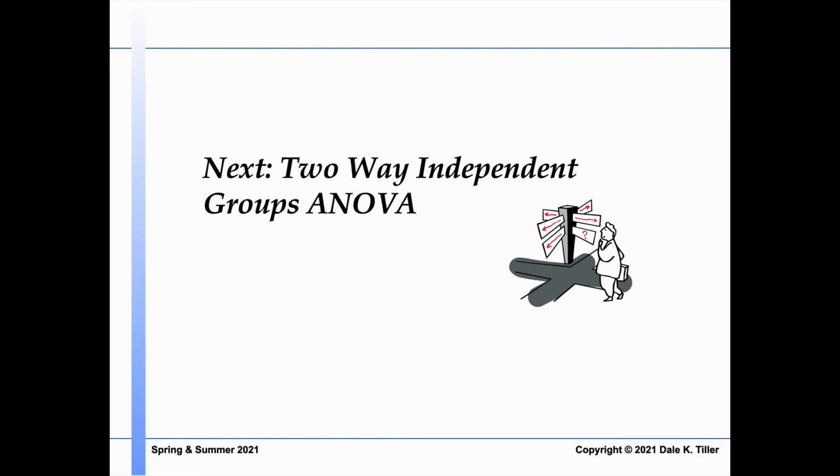I've prepared some companion videos describing how you would complete this one-way independent groups analysis of variance using Excel, a software package called Stats Homework, and another stats package called GraphPad Prism, and these are all available on companion videos.